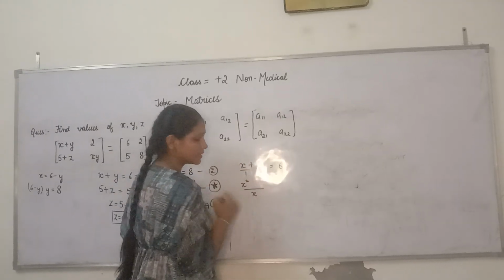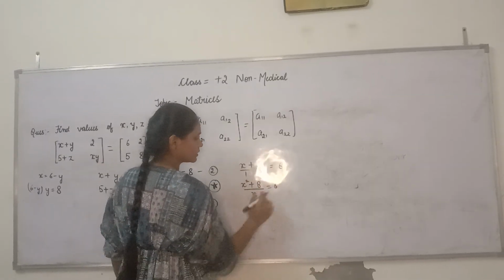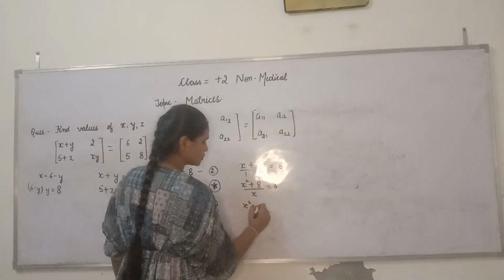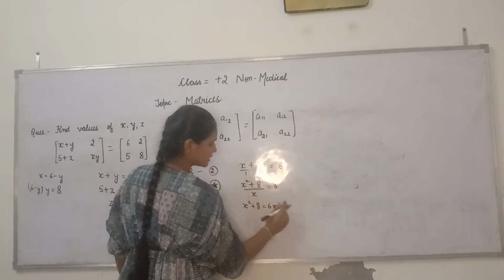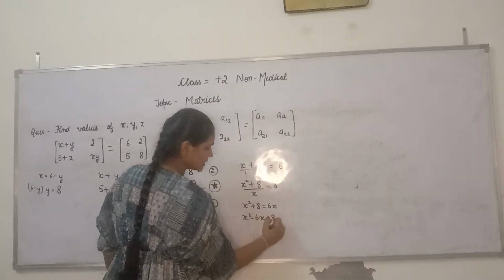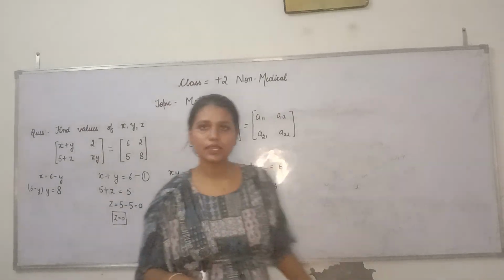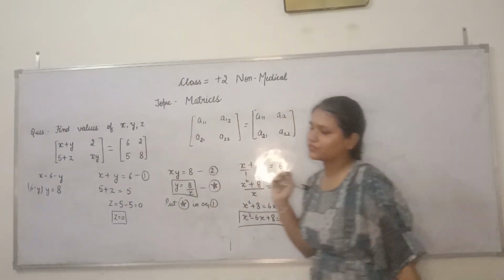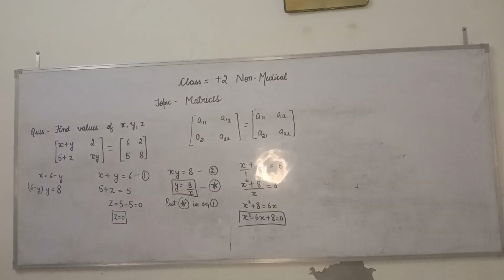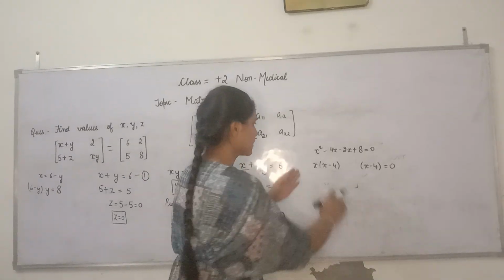It should be x square plus 8 is equal to 6x. This 6x should go to the other side: x square minus 6x plus 8 is equal to 0. We have to solve this quadratic equation to calculate the value of x, and then we will put this value in this equation. This x square minus 6x, we have to split this 6 into 4 and 2.